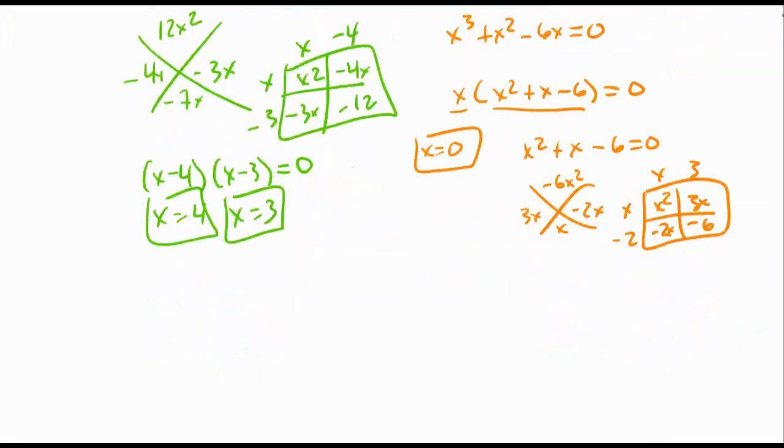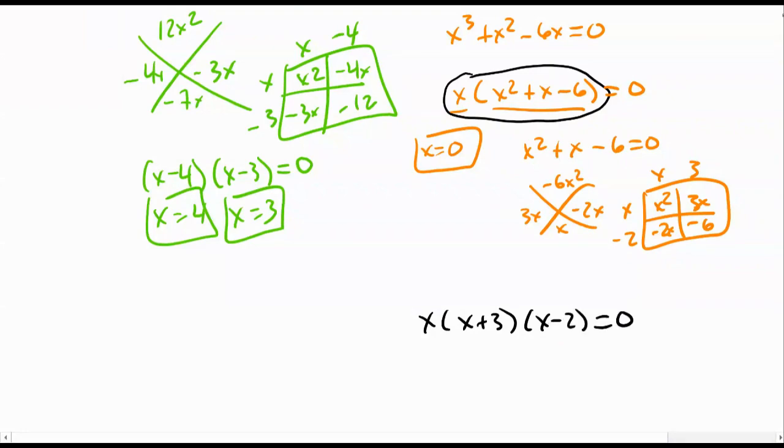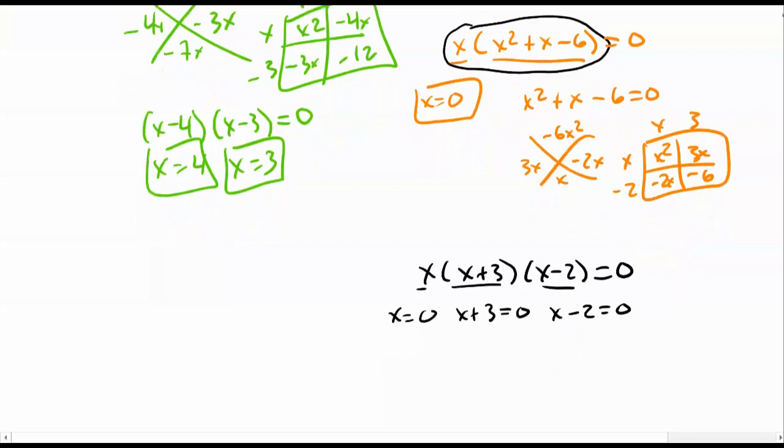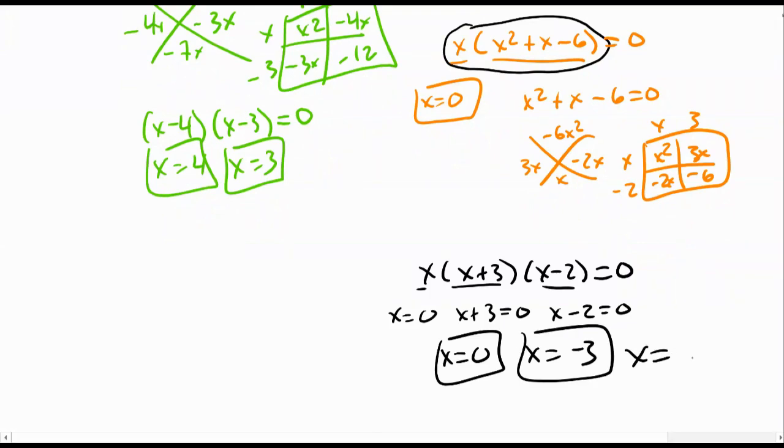So really quickly, I'm just going to rewrite this again after I've factored it. So I have x plus 3 and x minus 2. So I'm solving all three of these pieces, setting them all equal to 0, and finding my three solutions because I originally started with x cubed. So my final answer for this one will be x equals 0, x equals negative 3, and x equals 2.